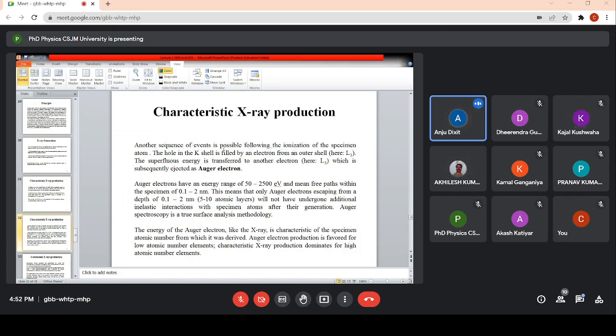Another sequence of event is possible following the ionization of the specimen atom. The hole in the K shell is filled by an electron from an outer shell, here L1. So the superfluous energy is transferred to another electron.